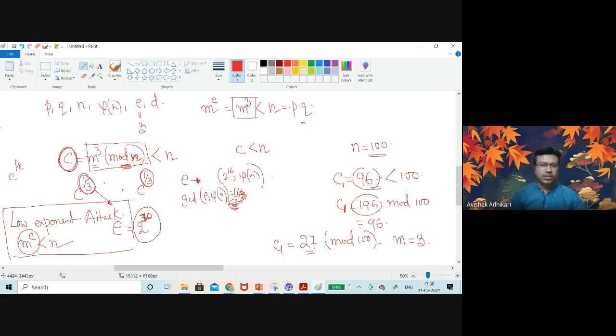Okay, so c to the power d, it should be d, right? Okay, no, yeah, m to the power e, yes. So c is nothing but m to the power e modulo n, and if m to the power e is strictly less than n, then c to the power 1 by e will be m. So it's a direct attack.